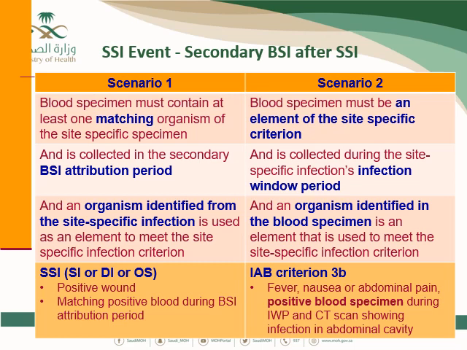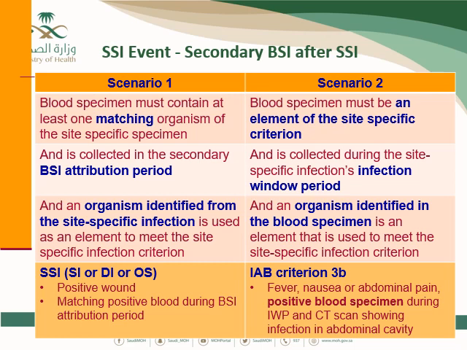So if we describe this in terms of SSI, scenario one is when you have a positive wound culture and a matching positive blood culture during the BSI attribution period, and this happens in all types of SSI: superficial, deep, and organ. But with some organ SSI like intra-abdominal infection, you can have the second scenario. Why? Because in intra-abdominal infection, a positive blood specimen is part of the criteria.